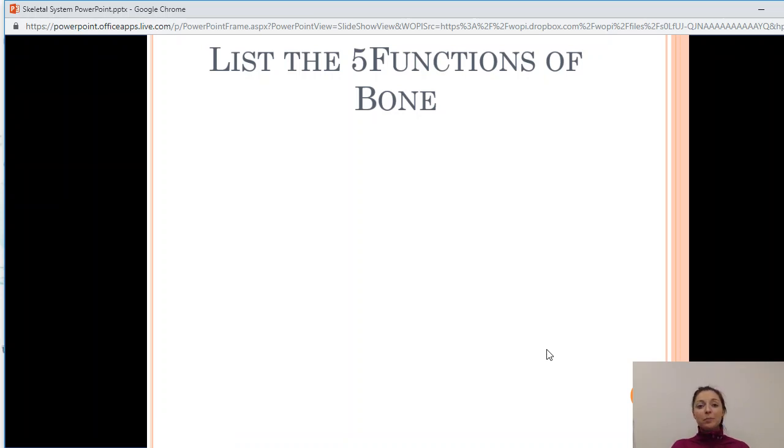Let's do some recap. List the 5 functions of bone. Let's go. So the first one. Support. Oh, I hope I put these in order. That's protection. But protection is the first one. So protection, what are we protecting our body from?